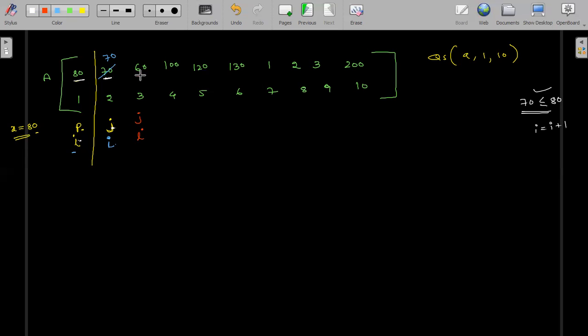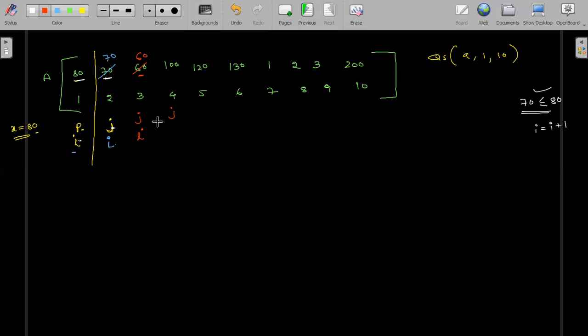So what is the I value right now? 60. Yes or not? I value is 60. Swap. It is going to swap 60 only. Correct? Everybody okay? Okay, fine. Now the J value increments again. Again, it is going to increment. Yes or not, guys?